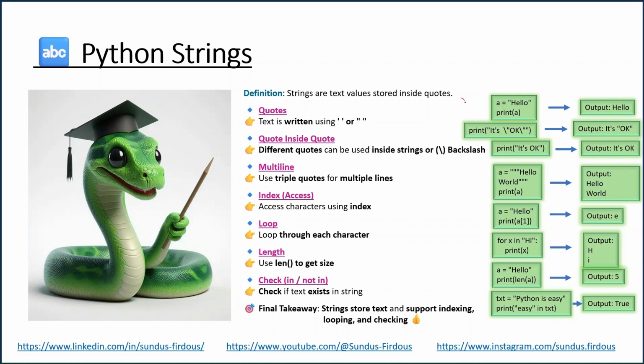So something like this. You can write your text inside double quotes, or you can use single quotes as well. The second point is code inside quotes. If I am using double quotes on the outside, I can use single quotes inside. But if I want to use double quotes inside, how can I do this? With the help of a backslash, I can use it.